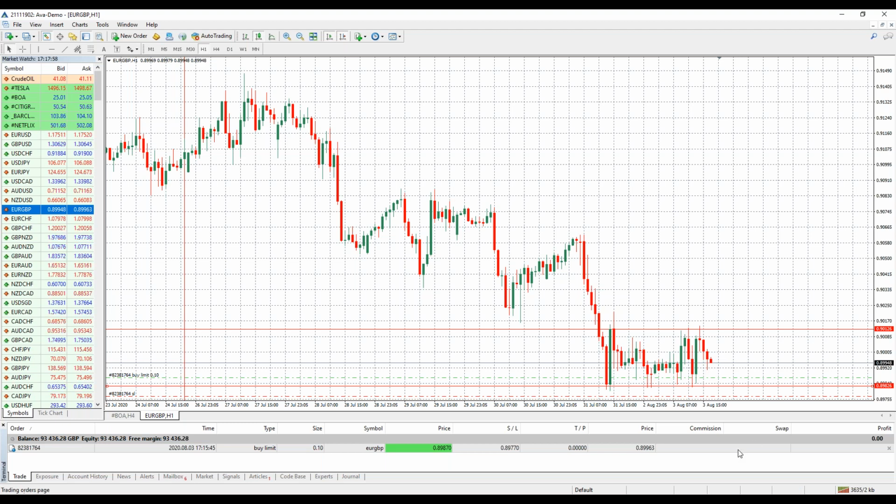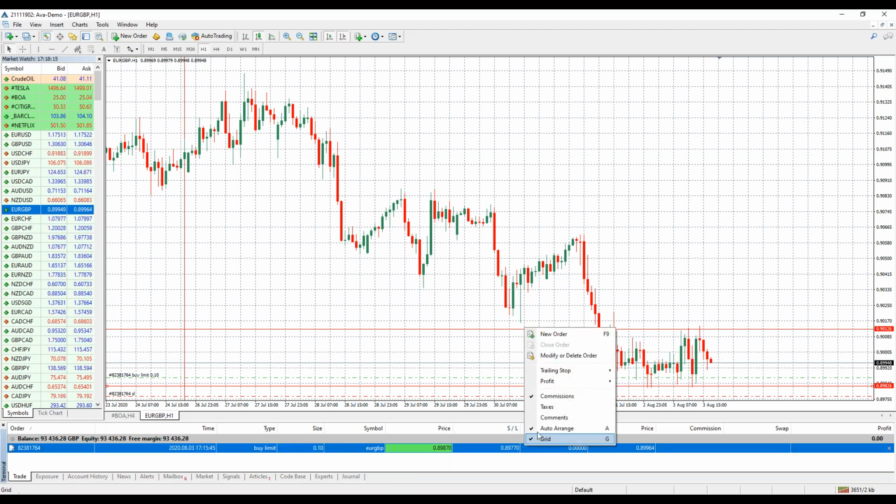Okay, so we've got our potential entry point here. We've got our stop loss below that support. If it bounces, where might we take profit? Just before the resistance if you're scalping, to take a quick profit. So 0.909 maybe. So let me put my take profit, which I didn't do yet.